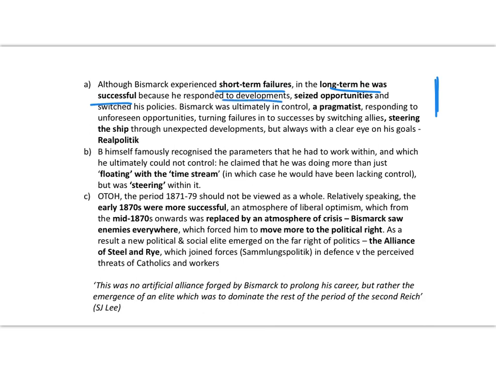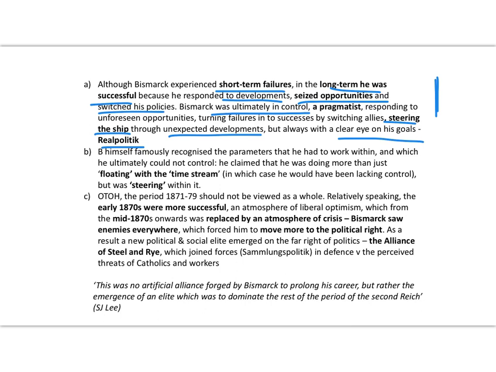He responded to developments. He was responsive. He seized opportunities, switched his policies. Ultimately, he was in control, steering the ship through unexpected developments. So it looked as if he was sort of changing his mind because, tactically, he was allied with the National Liberals early on, and then he dropped the alliance. That's not a sign of weakness. That's a sign of being a tactical politician. Always got his clear eye on the long-term goal, Realpolitik as we call it.